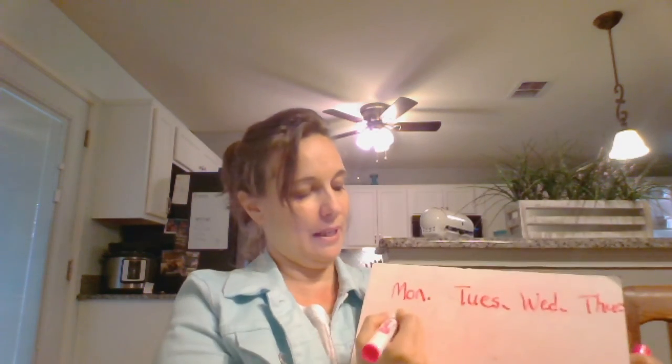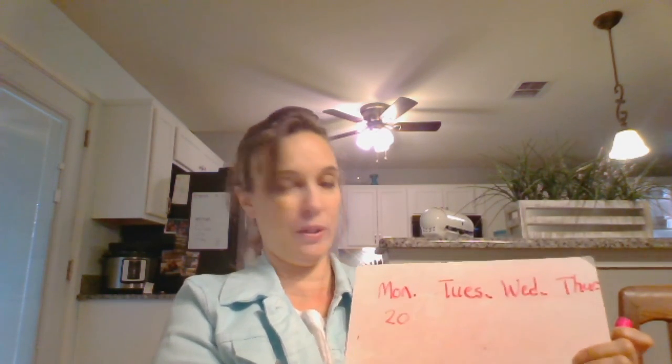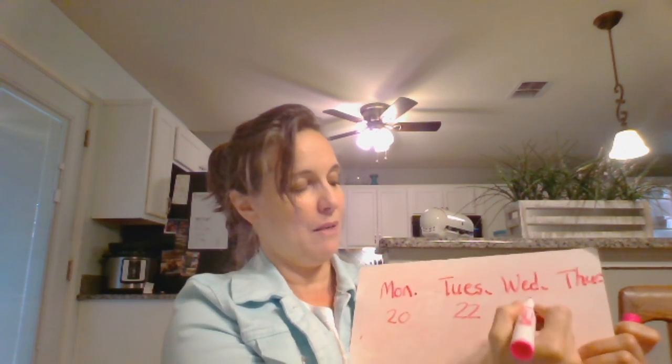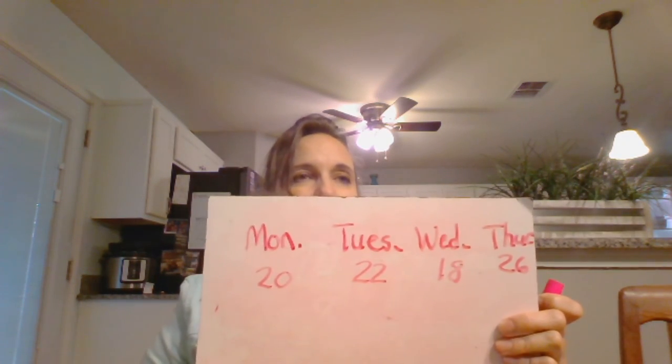Alright, so on Monday, if you got 20 done, you could put 20. And then if you did 22, you would put 22. Maybe you got 18 on Wednesday, and maybe you got 26 on Thursday. So you could just write them down. It's not as good a picture as a graph, but it's a way for you to keep up with it. So write it down every day so you can see if you're improving, because the goal is what? To get better.